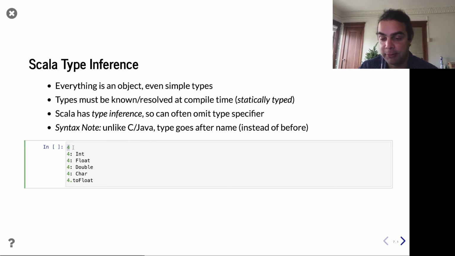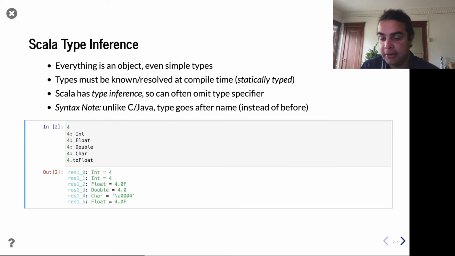So for example, if I start number 4, we're going to ask the interpreter to infer a type for that. Here I'm saying, let's make a 4, and I'm telling you it's an integer type. Or I could tell you it's a float type, or a double, or a char. And so if we go ahead and evaluate this, it's a reminder for those who haven't used Jupyter, you do shift enter to evaluate these cells.